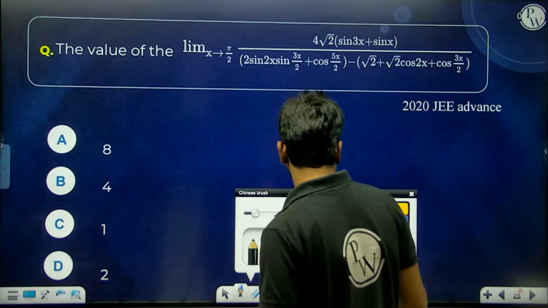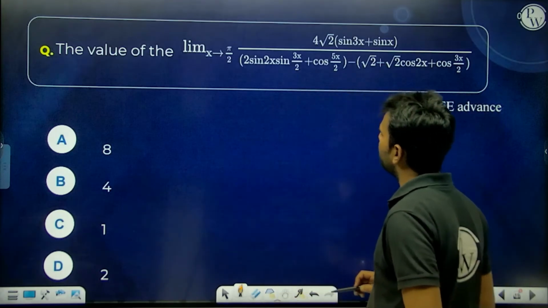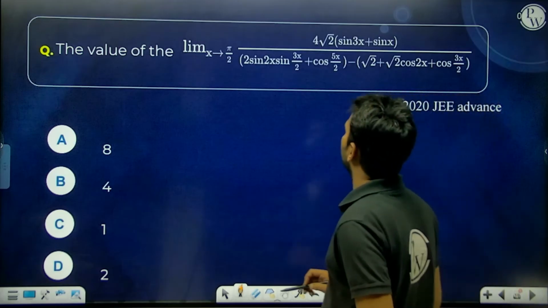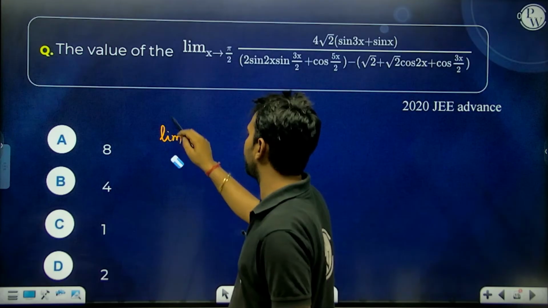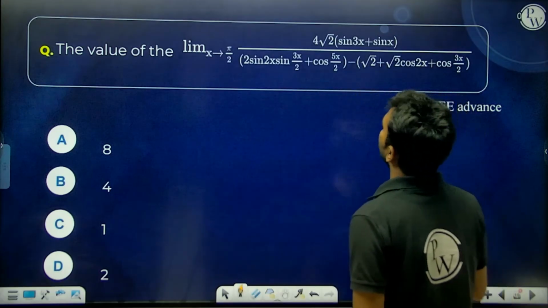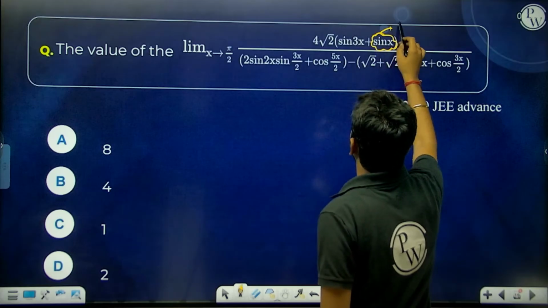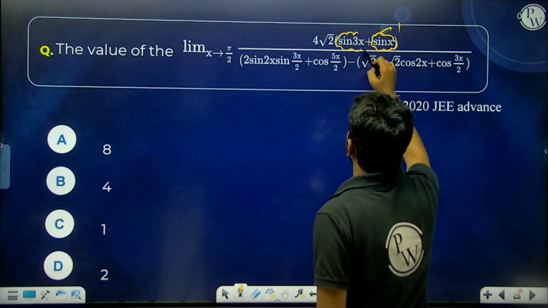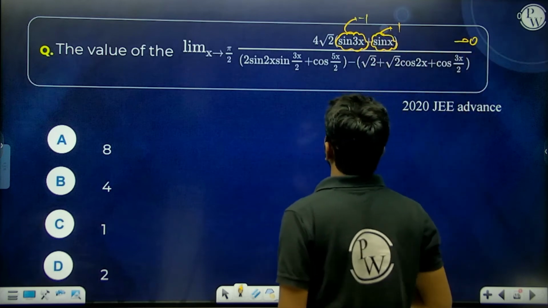Alright, let's talk about this JEE Advanced 2020 question. Alright, let's take this up. Limit x tending to pi by 2. Okay, first we should check whether it is an indeterminate form or not. So x is moving towards pi by 2, so this is going to be 1, and sine of 3 pi by 2 is nothing but minus 1. So the numerator is moving towards 0, no doubt about that.